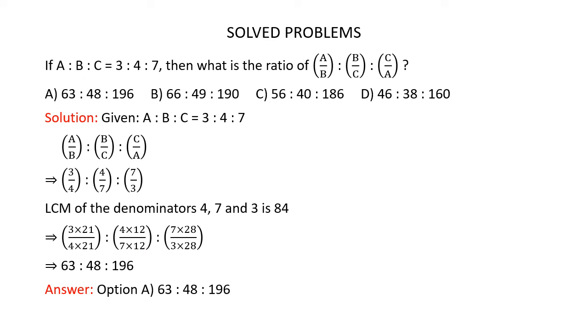Since all the denominators are the same, you can cancel out the denominators and you're left with the numerators 63, 48 and 196. So the ratio is 63 is to 48 is to 196. So the correct answer is option A, 63 is to 48 is to 196.